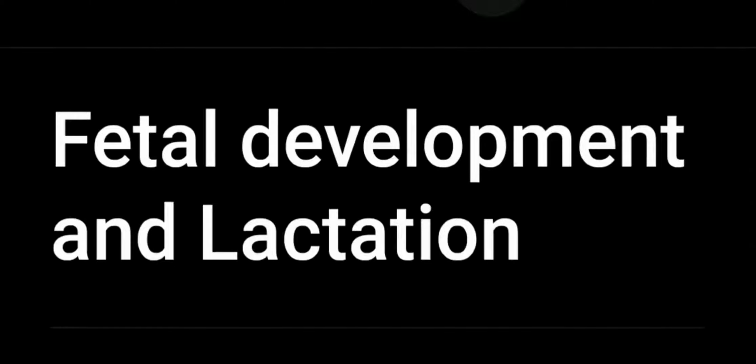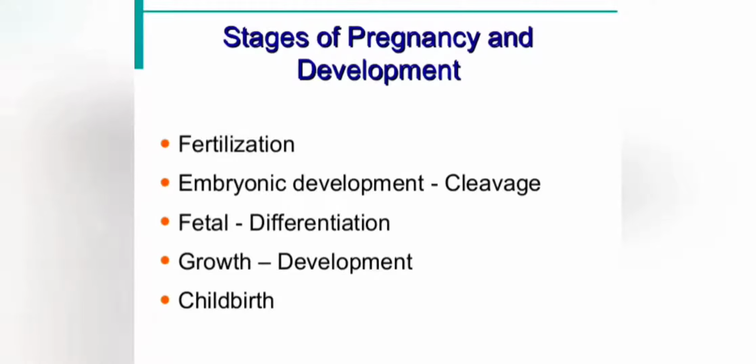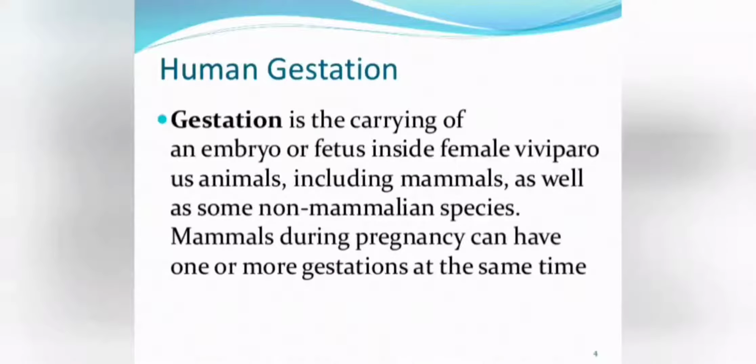Today we will be studying the last part of the chapter, in which we will first deal with the development of the fetus, that is fetal development, followed by the concept of lactation. So, the complete pregnancy includes fertilization, followed by embryonic development, fetal development, and childbirth. Now the term gestation is important. It is the time period from the formation of the zygote till the birth of the young one.